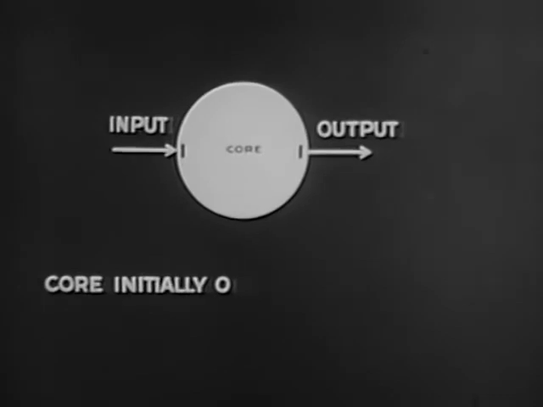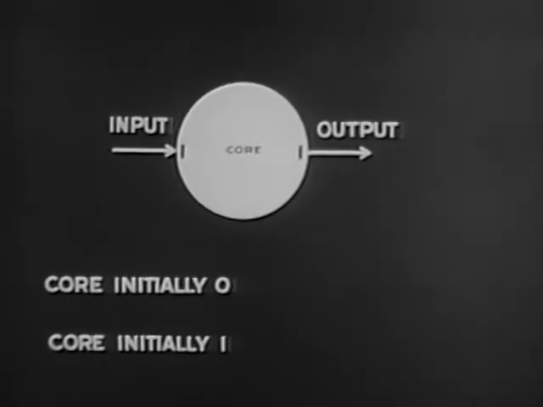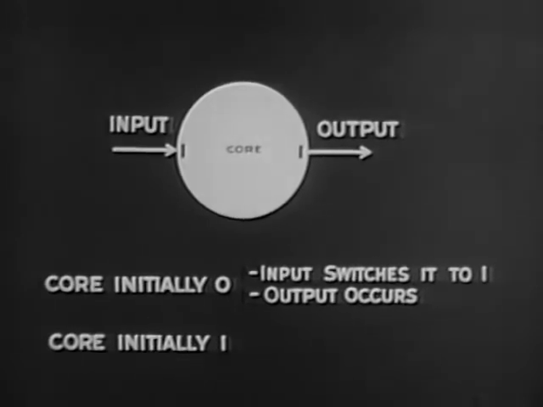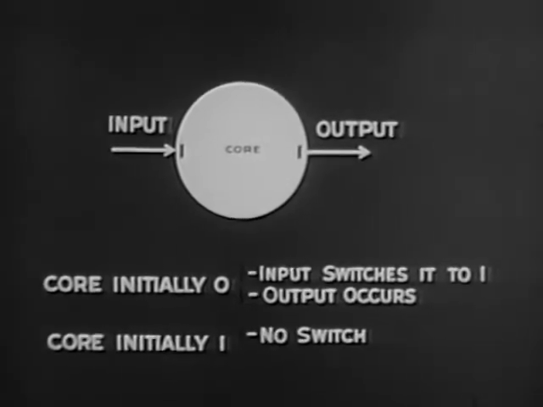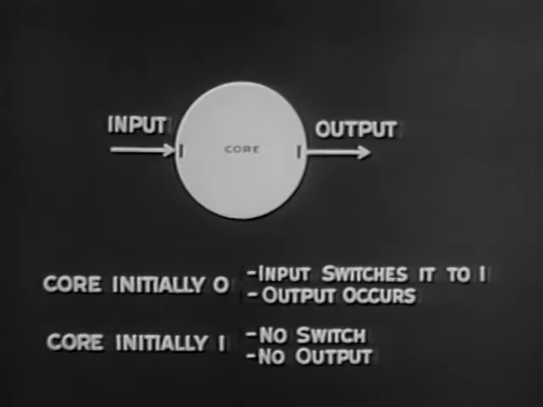If we remember that initially the core is either at 0 or 1, we'll see that these arrows and bits tell us 4 things about this circuit. If the core is initially 0, the input switches it to 1, and an output occurs. If the core is initially 1, there will be no switch. Therefore, no output, since there will be no change in the flux of the core.